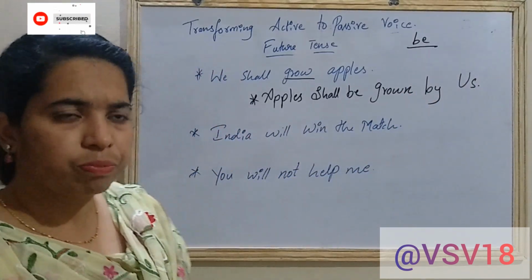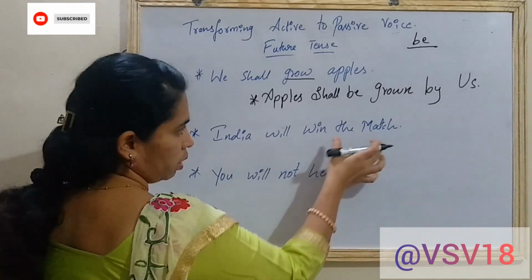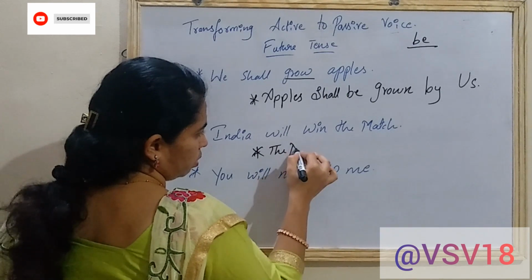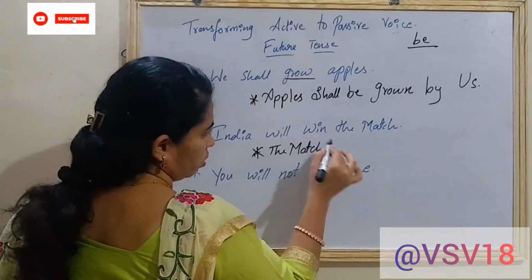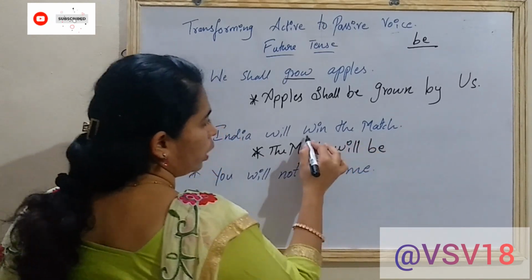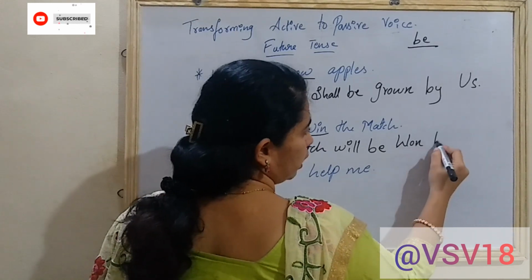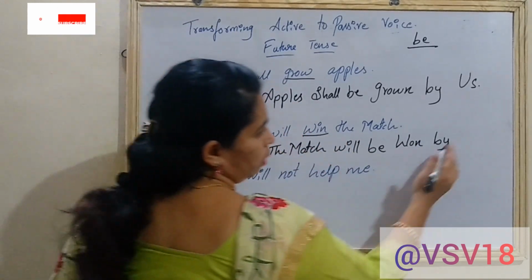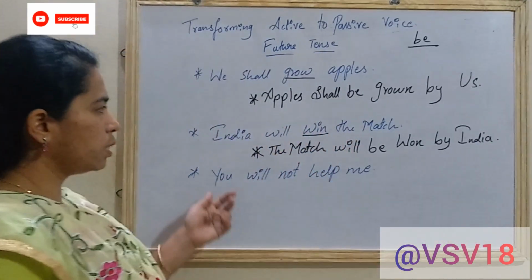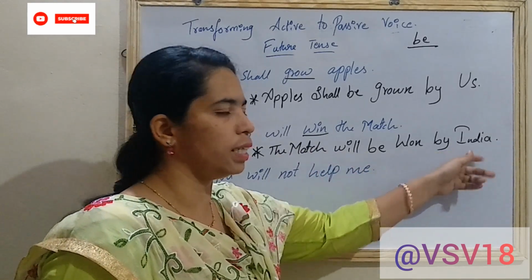So now let us solve the second one. India will win the match. The match is the object, so we will start with the match. The match will be won. V3 is won. By our subject India will become object here. India. See, read the statement. India will win the match. The match will be won by India.